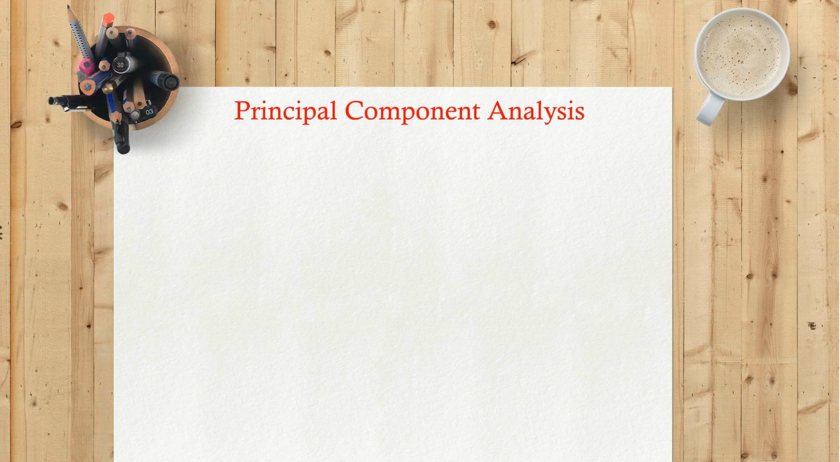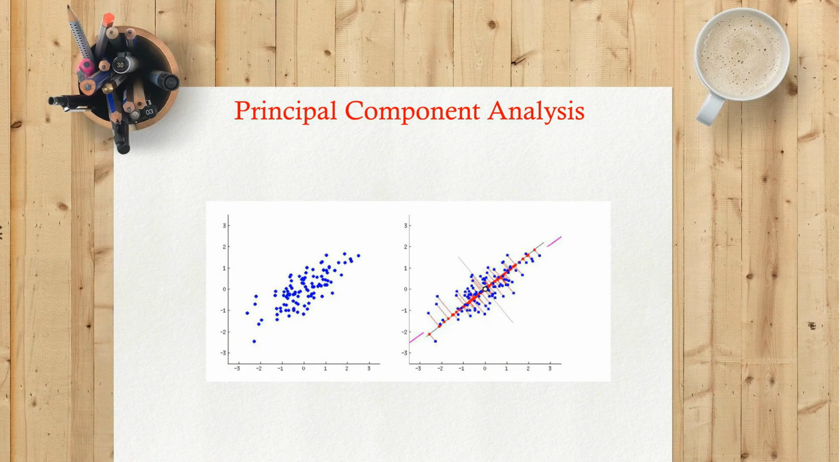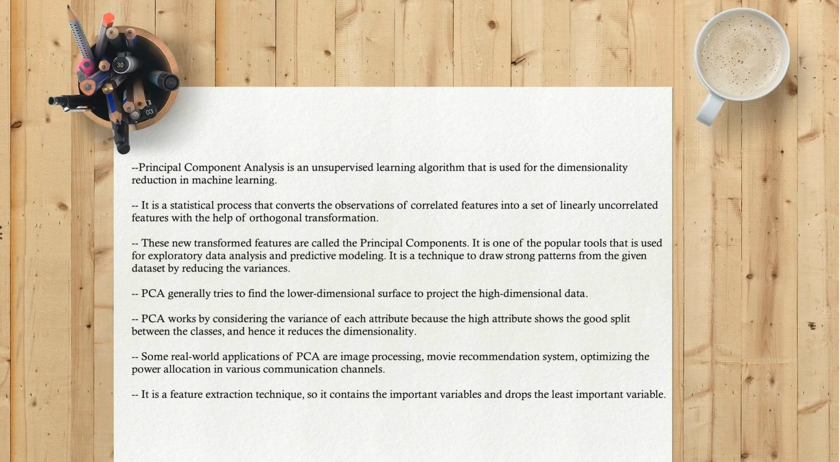Principal component analysis. Principal component analysis is an unsupervised learning algorithm that is used for dimensionality reduction in machine learning.